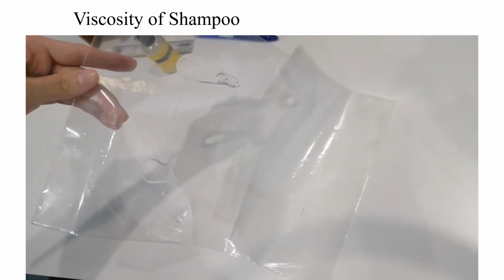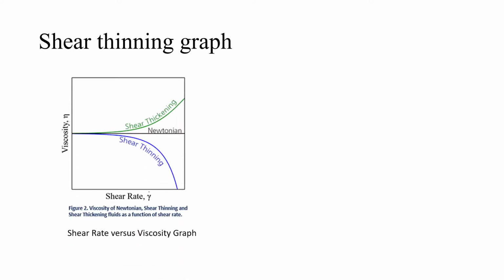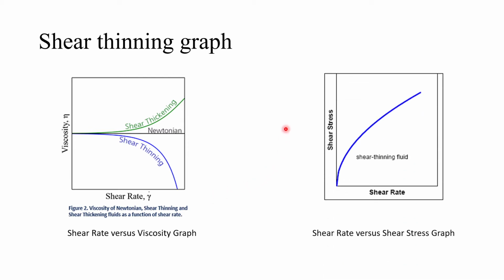Thank you. From the experiment that was conducted, we are able to observe that shampoo goes through a shear thinning process. And from this graph, as shear rate increases, the viscosity of the shampoo decreases in value, which proves that shampoo goes through a shear thinning process. And the graph on the right is similar to the pseudoplastic fluid, which proves that shampoo is actually a pseudoplastic fluid.